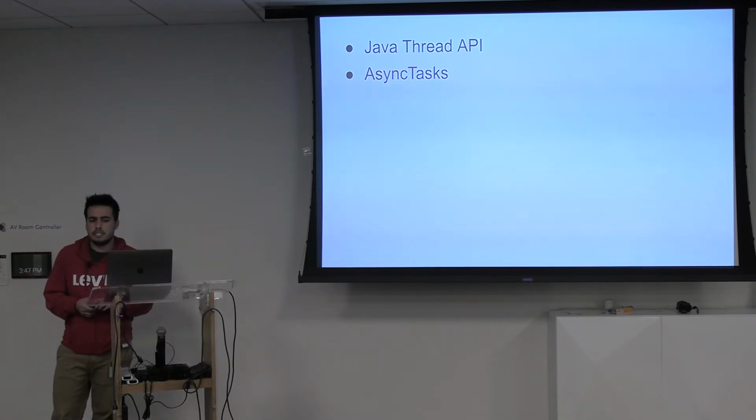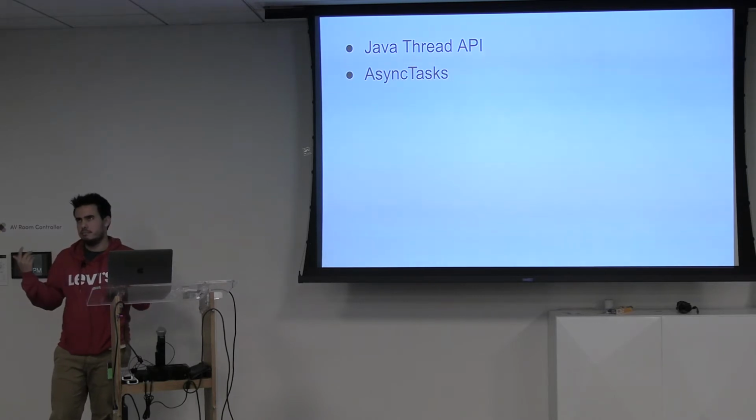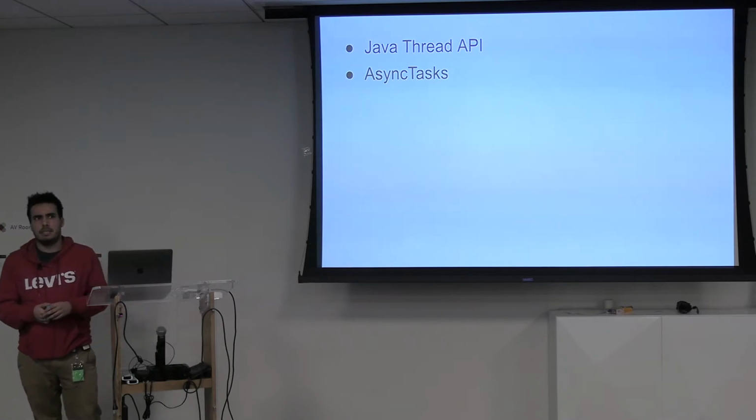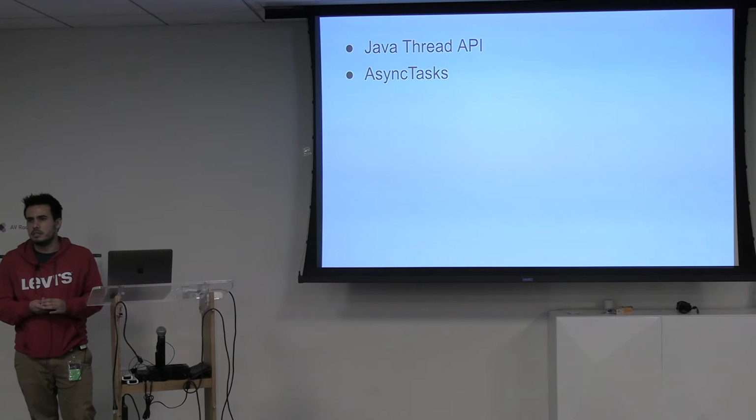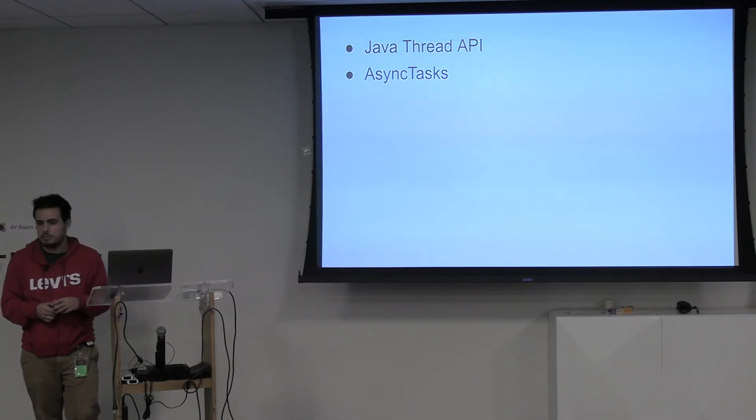And something that is even more important is that async task is already being deprecated in Android. That's new. Like 3-4 days ago, there was a commit in the Android repository. So it's going to be deprecated for Android 11, and hence it's going to be gone in future releases. So we should stop using async task.